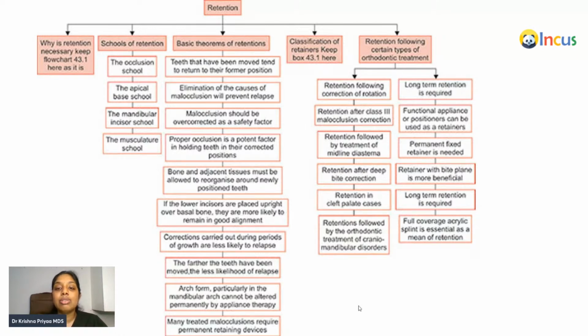Retention following rotation correction: long-term retention is required. For class 3 malocclusion correction, the functional appliance or positioners can be used as the retention appliance. Retention following treatment of midline diastema: permanent retention is required. For deep bite, a bite plane is actually given for a longer period of time. In cleft palate, long-term retention is required. And also in multidisciplinary craniofacial associated conditions, we've always given an acrylic-based plate for long-term retention. So these are some of the common questions, like what kind of retention is used for what kind of malocclusion. So you can just take note of it.